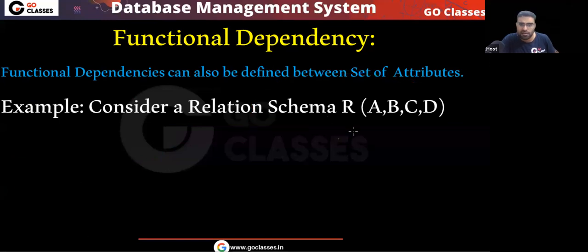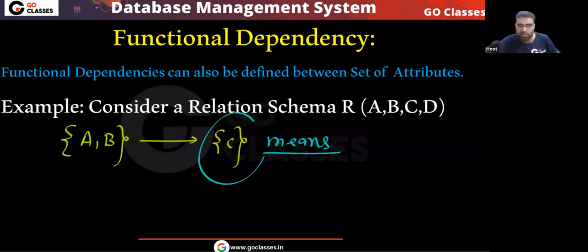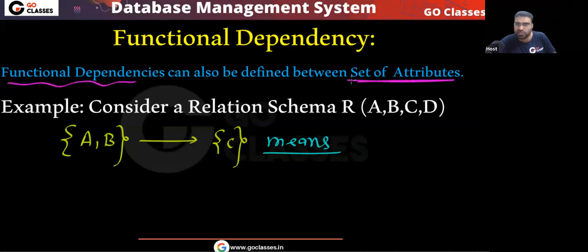You have a relation R which has these attributes A, B, C, D. Now you tell me what this means, that this set of attributes determines this set of attributes. Remember, you can define functional dependencies between sets of attributes. So what this means? This set of attributes determines this set of attributes.